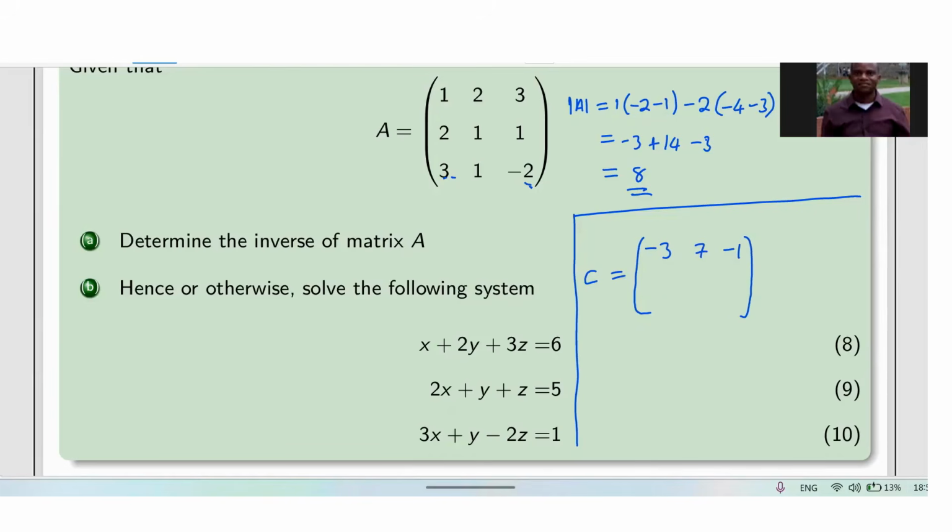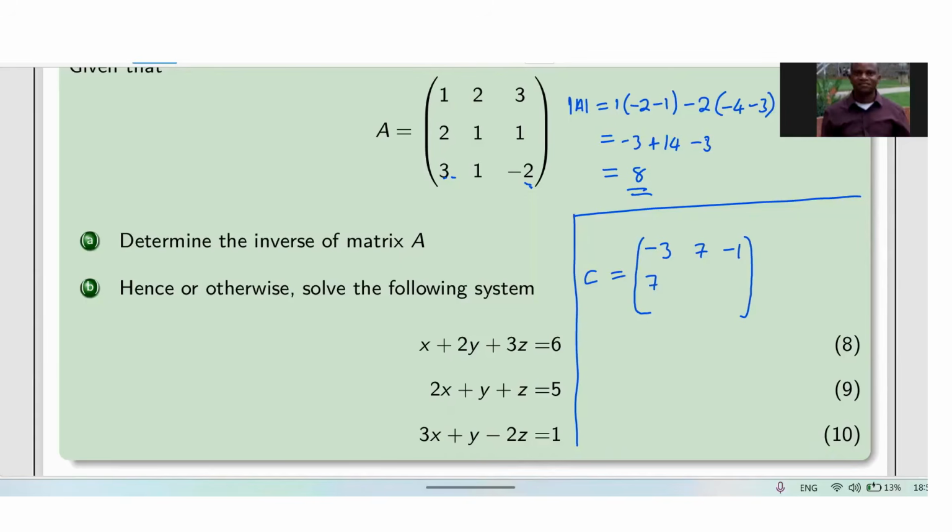Let us go into the second row. So the minor of 2 is simply 2, 3, 1, negative 2. So 2 times negative 2 is negative 4, minus 1 times 3, which is 3. So negative 4 minus 3 is negative 7. So here, negative times negative in the third one, second row is negative. So it becomes positive 7.